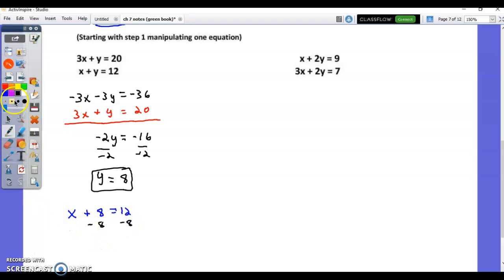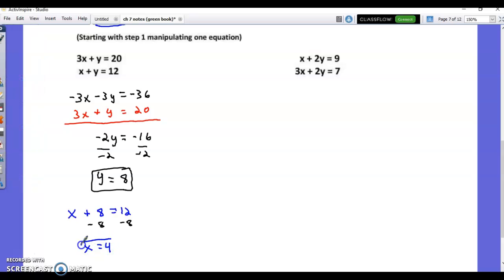And I have x equals 4. So there's my ordered pair. I have a 4, 8 is the solution to that system of linear equations.